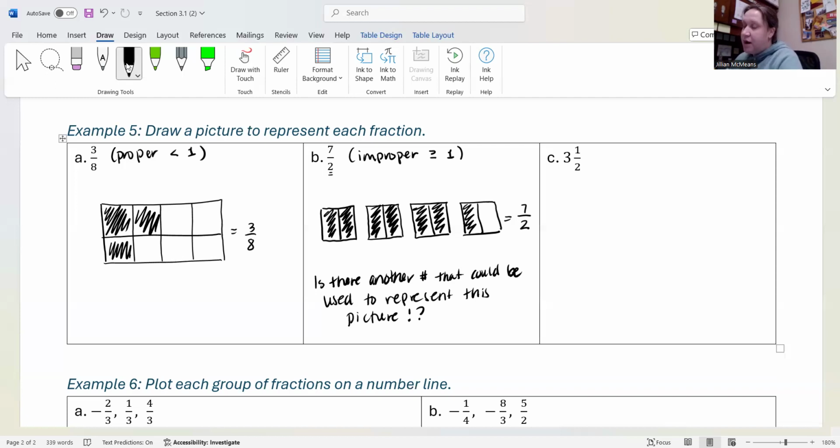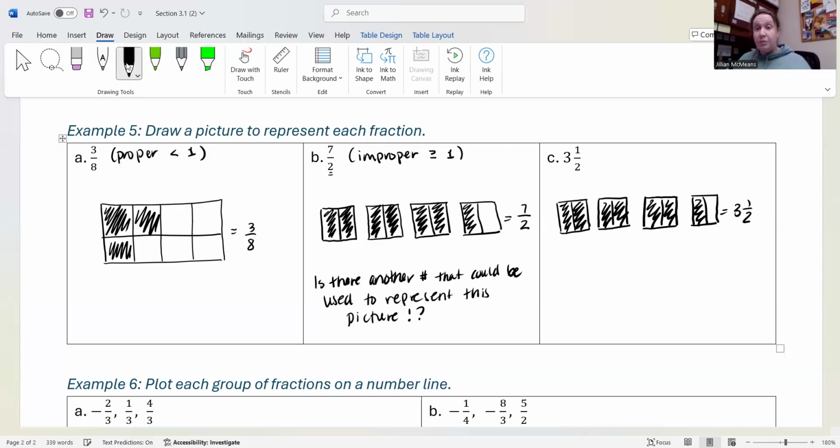So part C, we want to write or draw a picture that represents 3.5. So we need 3 whole figures and then half of another figure, okay? So I'm going to go ahead and just use my regular rectangle. So I need to draw 3 whole figures. They're both split in half, or they're going to be split in half, both pieces shaded. So that's 1 whole, 2 whole, 3 whole, and then I need half of another whole. So this right here is 3.5.